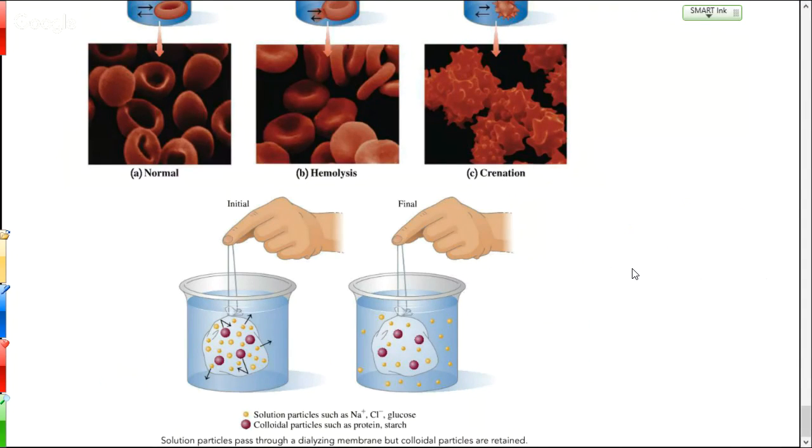You put some stuff in a semi-permeable membrane. In this case, the little yellow spheres are solution particles, so sodium, chloride, glucose, things that are dissolved. And the big red ones are colloidal ones, proteins, starches, big molecules. Over time, those little molecules can also diffuse through the membrane just like water could. So not only is water moving back and forth, but the solute particles are as well. And when it's solute particles moving, we call that dialysis.